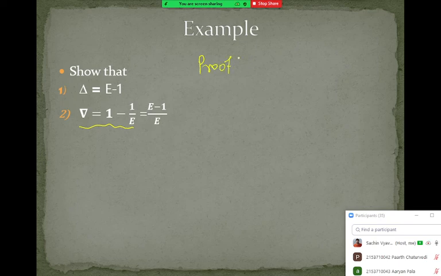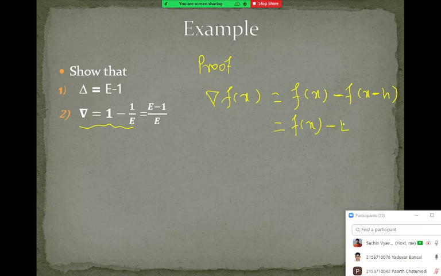For the proof of the second, we'll consider the definition of del operator. Now what is del f(x)? f(x) minus f(x minus h). Correct. Now can we write f of x minus h in a shift operator? Is it possible to write this in shift operator? E raised to power minus 1 of f(x). This is by definition of a shift operator: E raised to minus 1 of f(x) is f of x minus h.